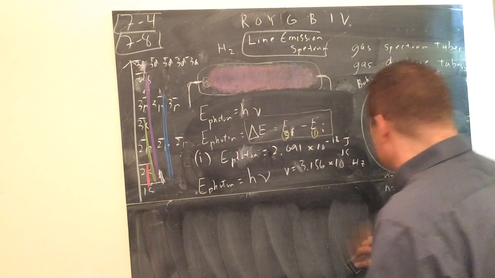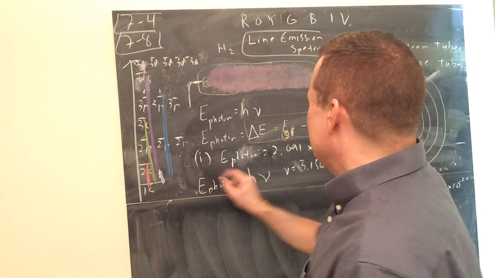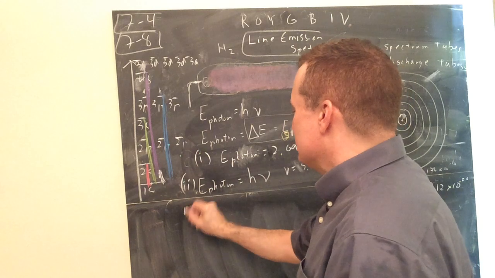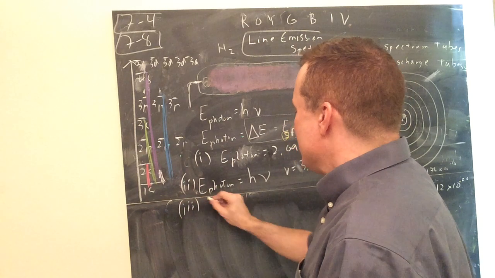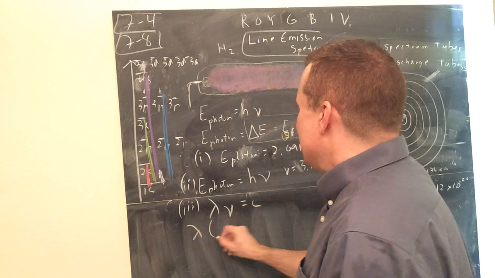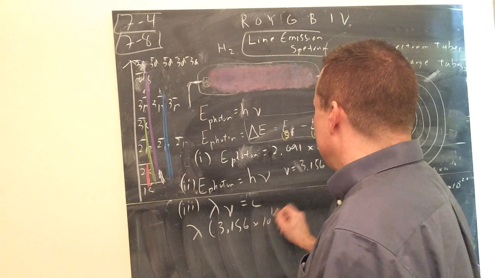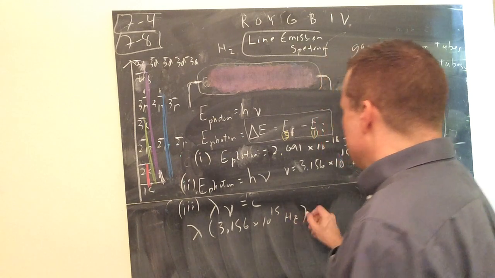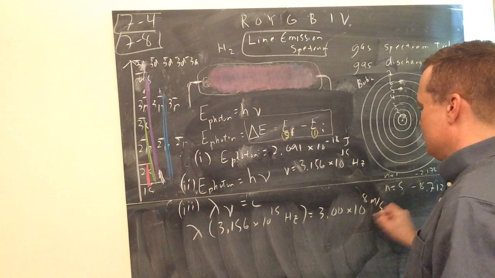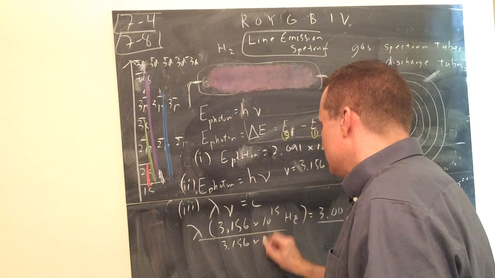Lambda nu equals c. 1 was the energy, 2 was find the frequency, 3, let's find the wavelength. Lambda nu equals c. So the wavelength, if I know the frequency is 3.156 times 10 to the 15th hertz, and I know the speed of light is 3 times 10 to the 8 meters per second, then all I got to do is divide both sides by that, 3.156 times 10 to the 15.